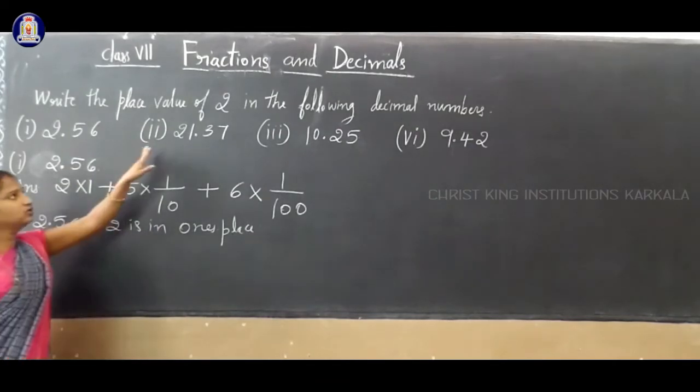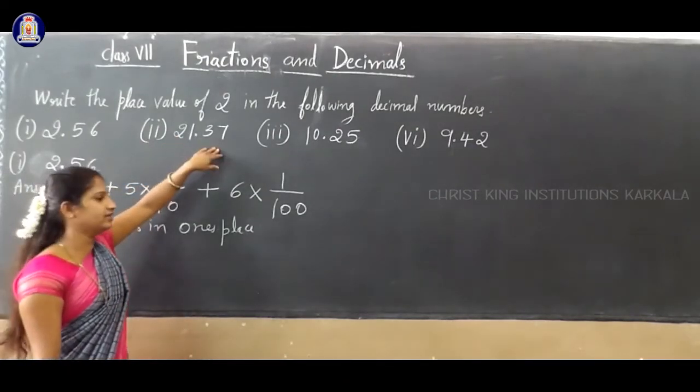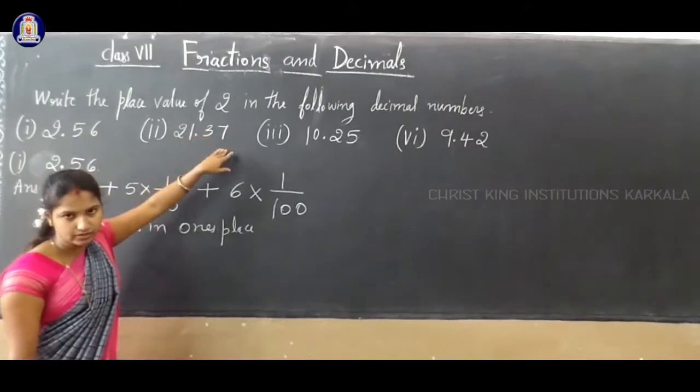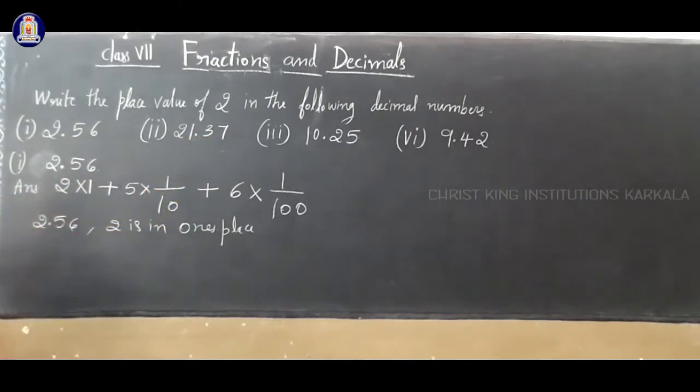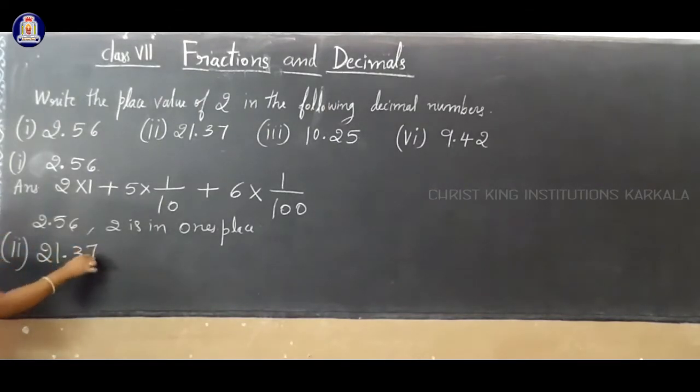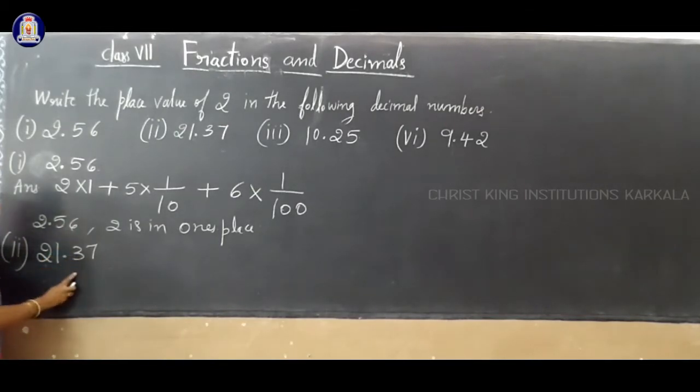Now the second one is 21.37. So how to write this? You have to see the place value of 2. In 21.37, 2 is in tens place and 1 is in ones place: ones, tens, hundreds, thousands, ten thousands, lakh, like this. After the decimal point, in 37, 3 is in the tens place and 7 is in the hundreds place.